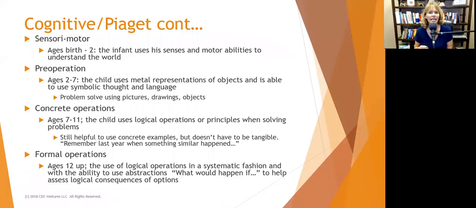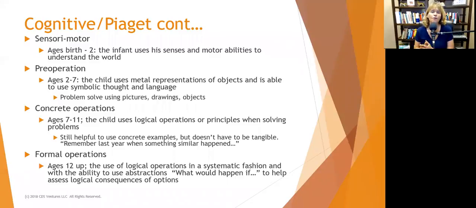But at this stage, we want them to start connecting. Instead of using manipulatives or drawings, we want them to start connecting it to things that they know. So relating it to a similar time in the past, when something similar happened, or something that they saw on TV that they can relate to. It gives them something concrete, something they've either been through or they've seen before, or even read a book about.